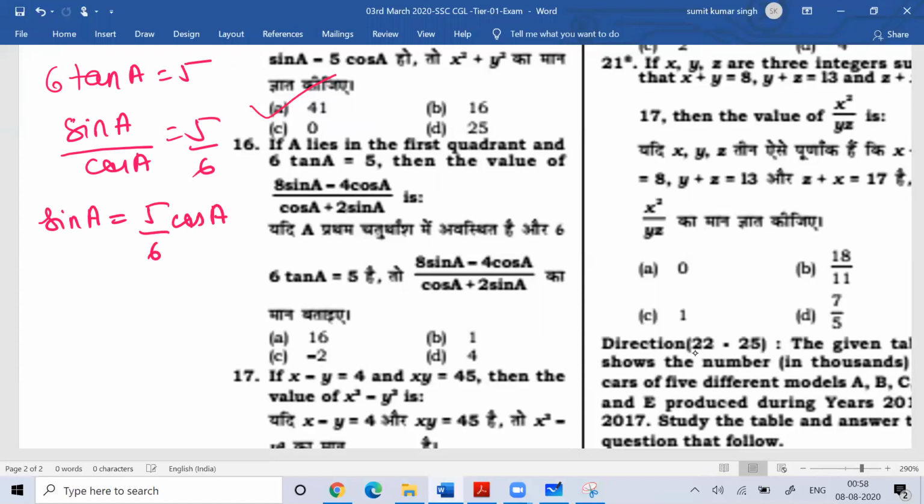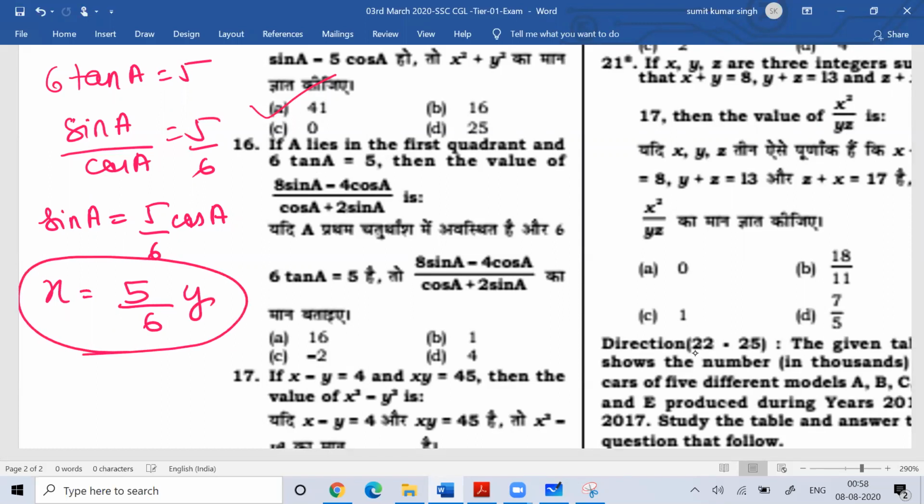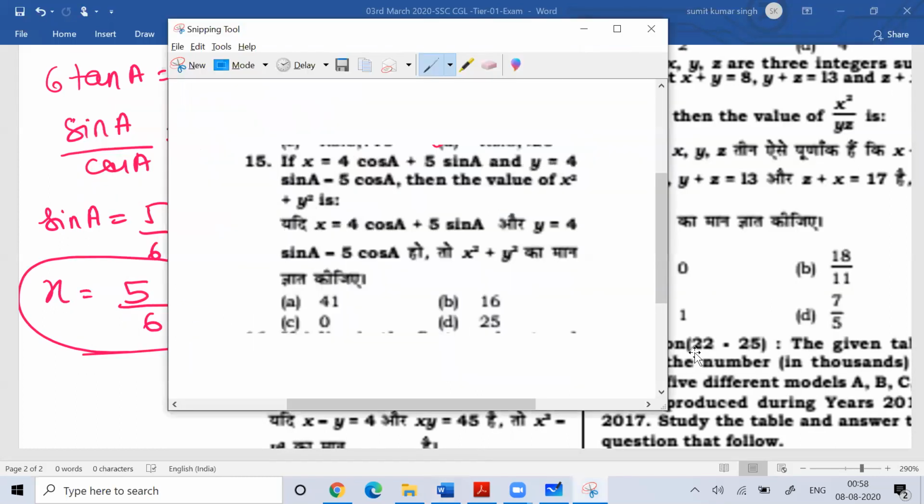Okay. And so let sine A be x, cos A be y. So I can say x is equal to 5 by 6 y. So what you need to find? You need to find 8 sine A minus 4 cos A divided by cos A plus 2 sine A. This you have to find.